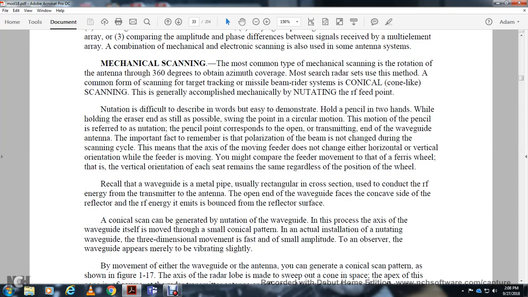Nutation, a word that is difficult to describe, is easily demonstrated by holding a pencil in two hands while holding the eraser still. The swinging point makes a circular motion; the pencil point corresponds with the opening of the transmitter at the end of the waveguide.